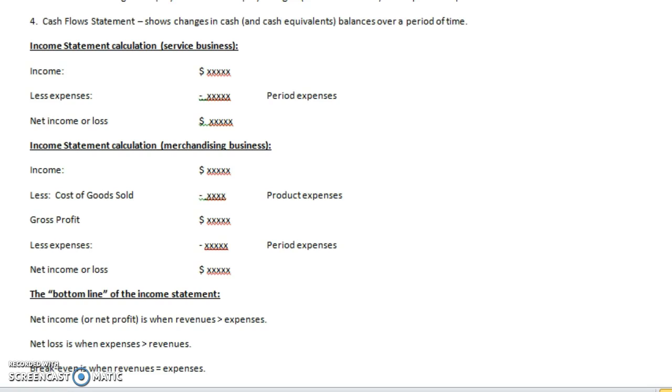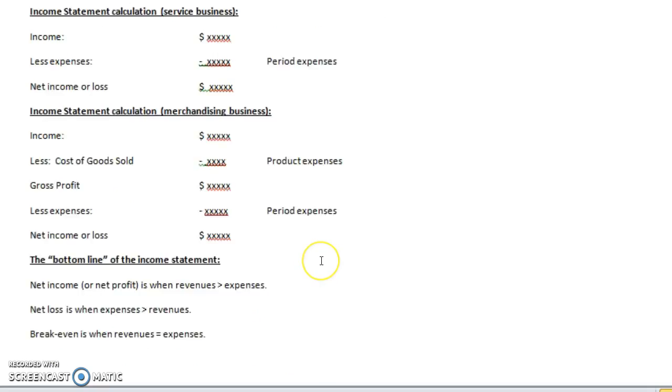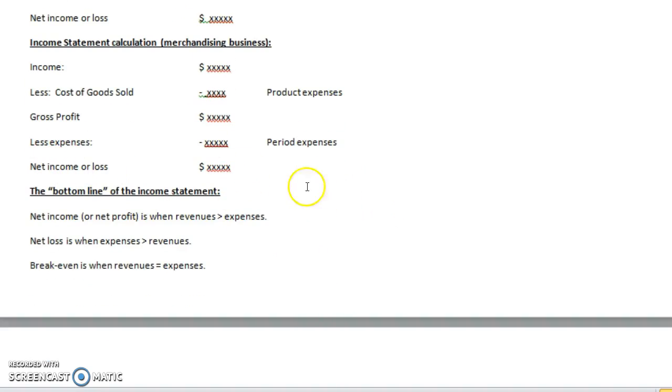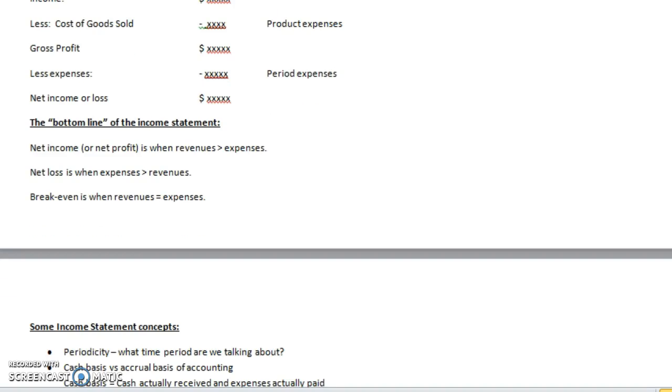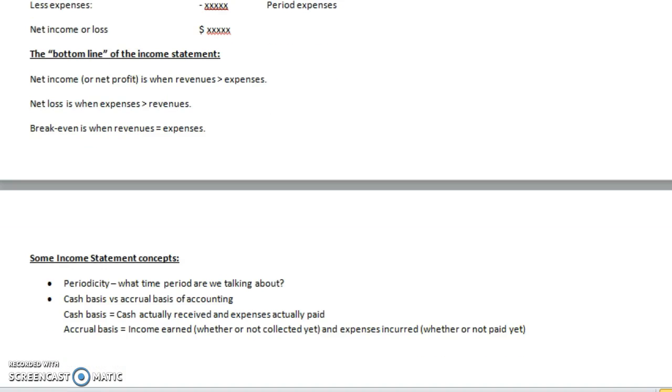So the service business only sells service. The merchandising business sells a product. And the bottom line of the income statement, when we get down to this bottom line here, we've got three things. We've got net income, a net loss, or break even. Net income or net profit: when revenues are greater than expenses, we're going to have a net income or a net profit for the period. When expenses are greater than revenues, we're going to have a loss for the period.